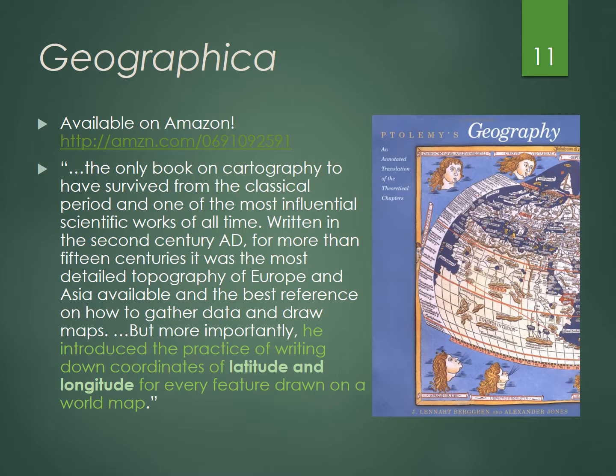What's pretty neat about Geographia is that it's currently available on Amazon. It's kind of odd to think of such an old text being available on Amazon, but it is. And under the product information, you find more information about what's included in Ptolemy's work. It states that this work is the only book on cartography to have survived from the classical period and one of the most influential scientific works of all time. Written in the 2nd century AD, for more than 15 centuries it was the most detailed topography of Europe and Asia available, and the best reference on how to gather data and draw maps. More importantly, he introduced the practice of writing down coordinates of latitude and longitude for every feature drawn on a world map.